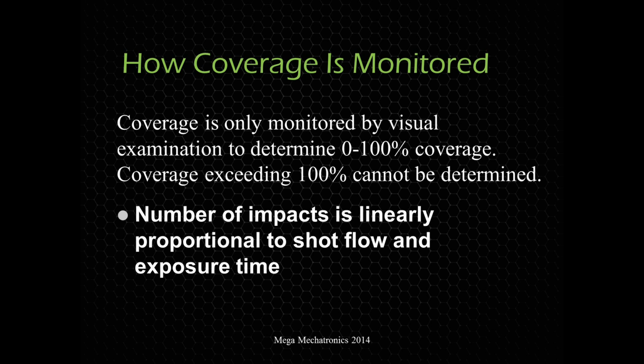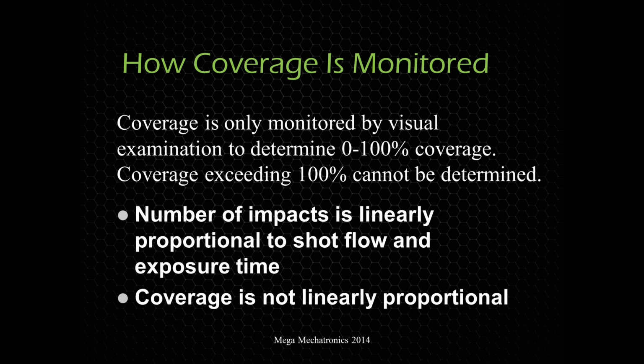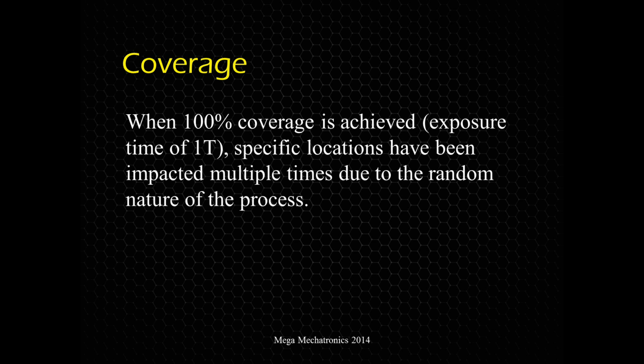So the number of impacts, the number of times a single piece of shot impacts your workpiece, is actually linearly proportional to the flow of your process and the exposure time. However, the coverage is not proportional, and we'll see why. When 100% coverage is achieved, we're going to call that 1T, an exposure time of 1T, or 100%.